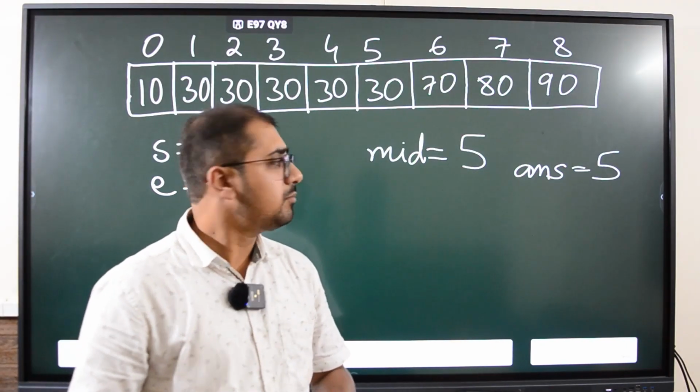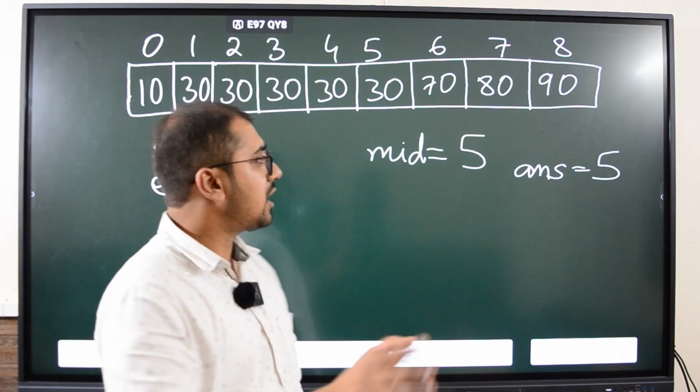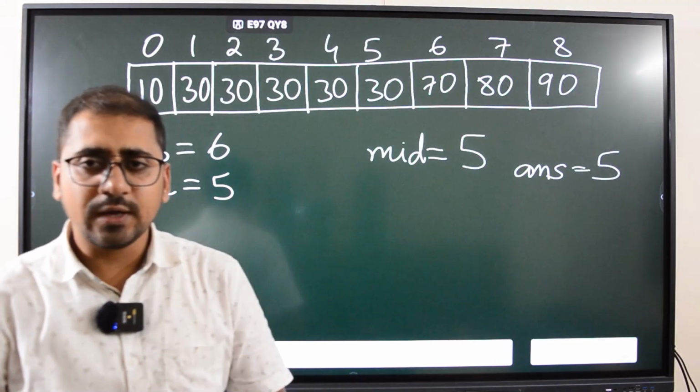So at this point of time we are going to return the answer index as 5. The last occurrence of the target element 30 is here at 5. Okay, so this is it.